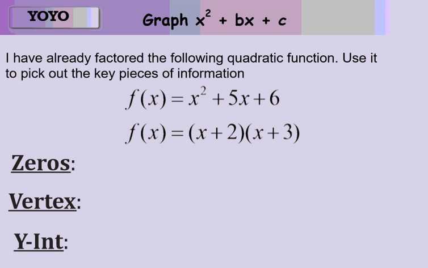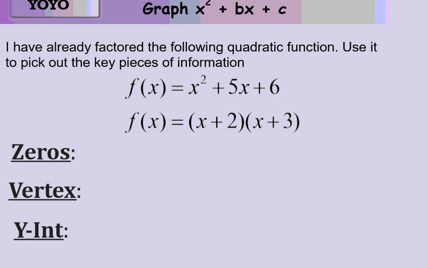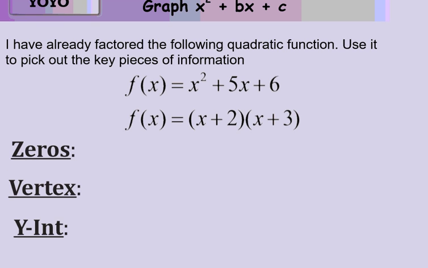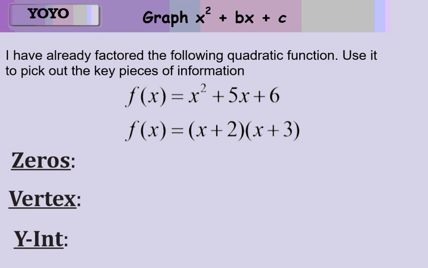I'm going to ask you to try one just like that, where I've already factored it for you. This one you don't need to graph it. I just want to know what the key characteristics would be. So on your own, pull out your whiteboard, and your task is to find the zeros, find where the vertex will be located, and find the y-intercept.